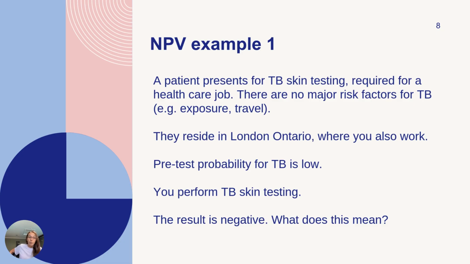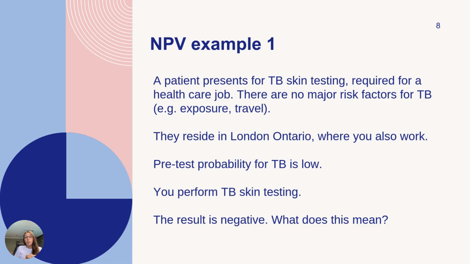Now let's get into negative predictive values. Again, two pretty extreme examples to really illustrate what these testing principles mean. So let's say a patient's coming to you for TB skin testing. It's required for a healthcare job, which is common, right, for us. No major risk factors for TB, like exposure to sick contacts, recent travel to a TB endemic country, etc. They reside in London, Ontario, where you also work. Of course, your pretest probability for TB is low. We know we're just doing it for a screening.